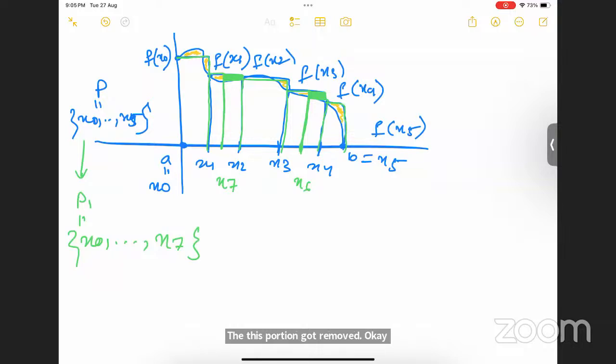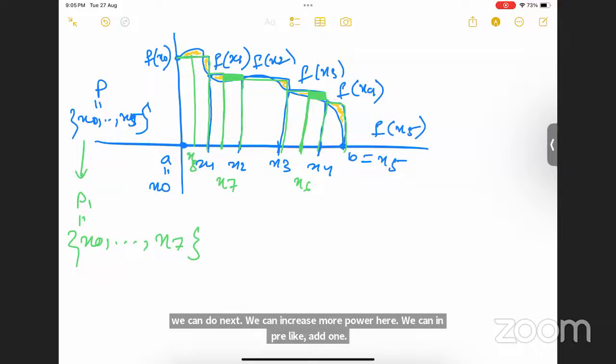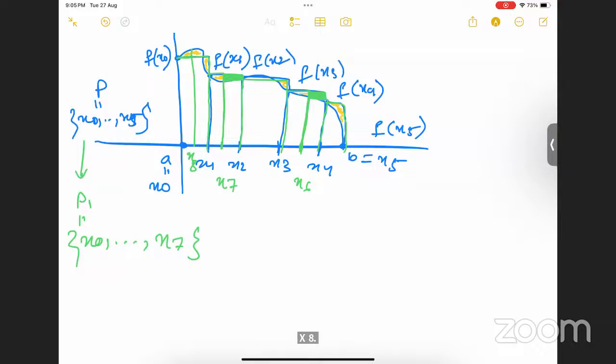Then what can we do next? We can increase more. Here we can add one more point, x8. Then again it will be something like that, right? So this error portion will again be excluded. That is how we can increase our accuracy to calculate the area bounded by the curve.